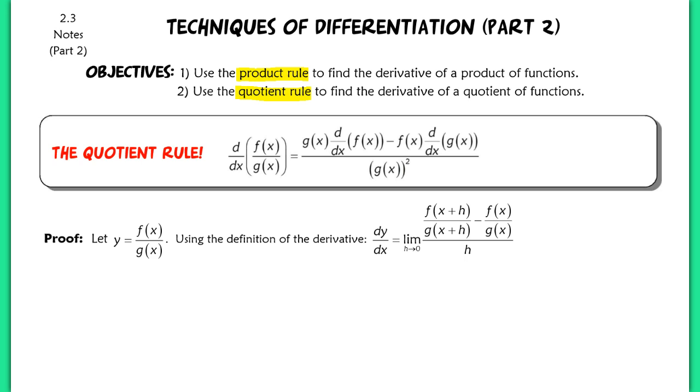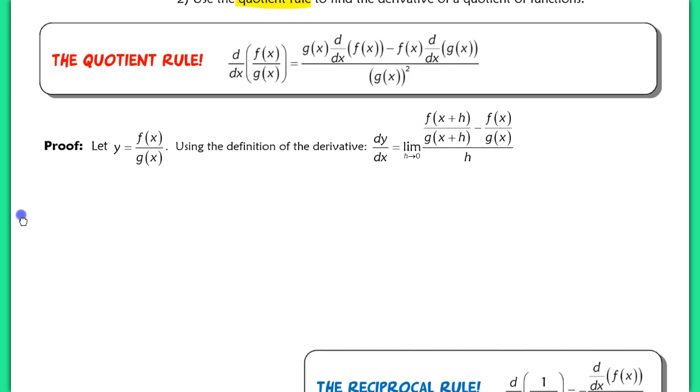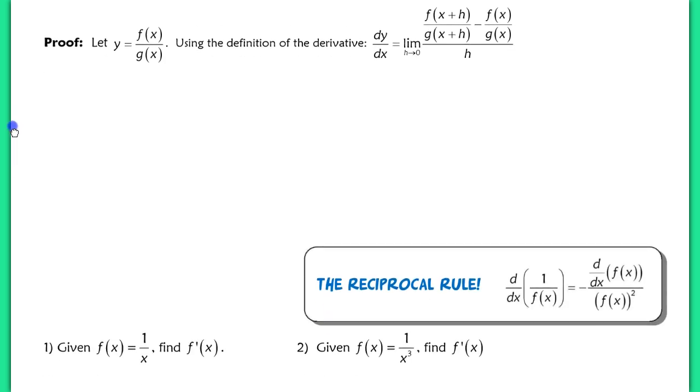We're going to begin, though, by actually proving the quotient rule, which is something we did not do in our previous lesson. So let's start off first with our proof. We have let y equal f of x over g of x.